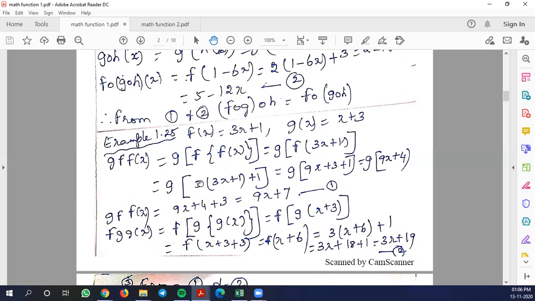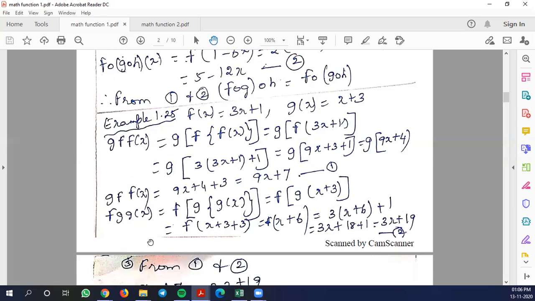Now here we are expanding this one. This is g of 9x: 3 3s are 9x, plus 3 1s are 3, plus 1. So g of 9x plus 4. Now what is g of 9x plus 4? This full term is x now. So what is g of x? It is x plus 3. In the place of x, substitute the value 9x plus 4, plus 3. So this is 9x plus 7. That is equation 1.